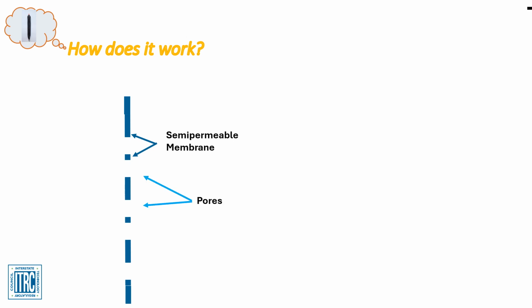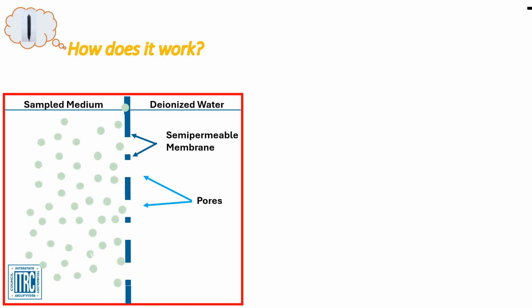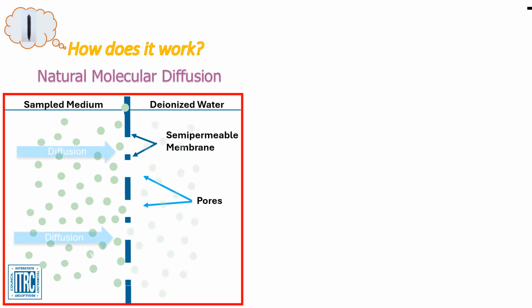The semi-permeable membrane has small pores that allow molecules of nonpolar volatile organic compounds, known as VOCs, to diffuse through the membrane. When VOC contaminants, illustrated by the green dots, are present on one side of the membrane, a concentration gradient exists between those molecules and the deionized water on the other side of the membrane, which contains no contaminant molecules. The gradient causes VOC molecules to diffuse from high to low concentration, through the membrane pores and into the deionized water until the concentration between the target media and the water in the sampler are at equilibrium.